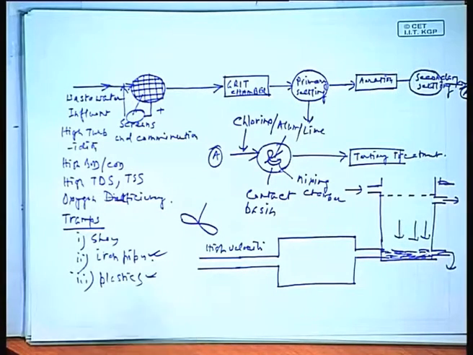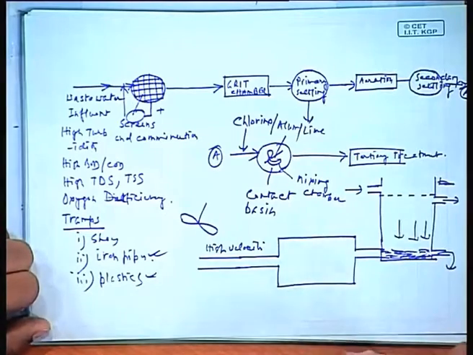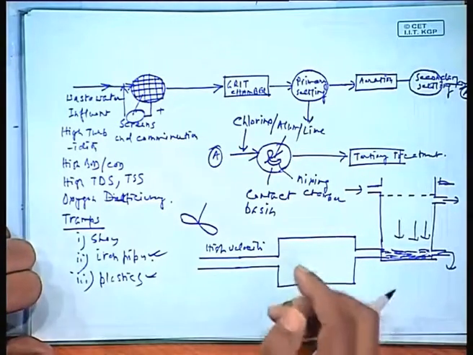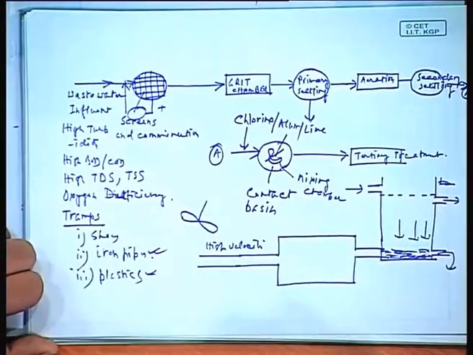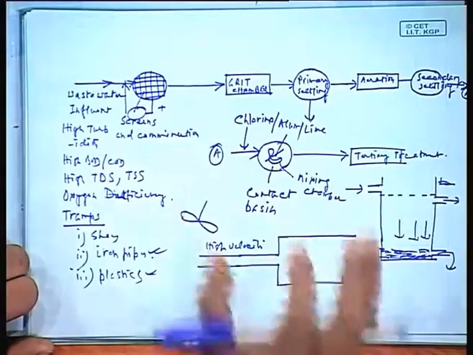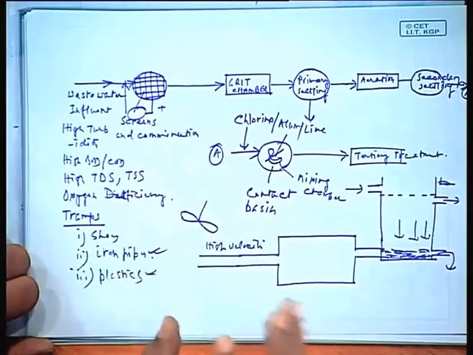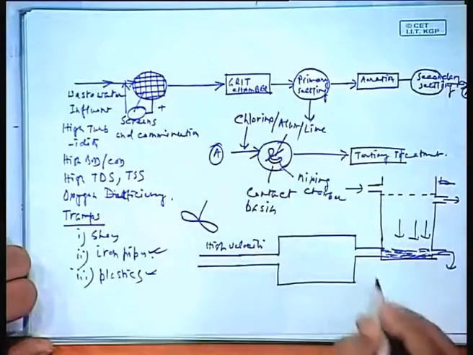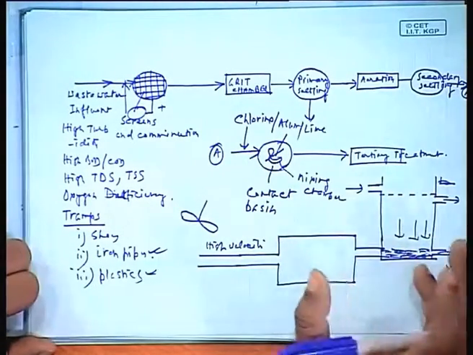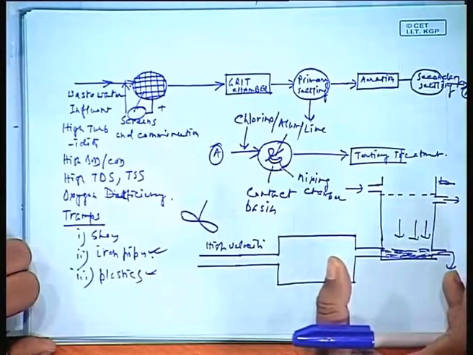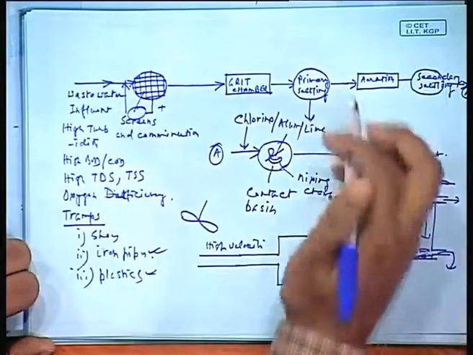Okay, see, till this time we have not seen any kind of reactants being added to the water. We have not added anything so far. We are just trying to physically remove things from the water. This is followed by a grid chamber. There may be another primary settling tank where even smaller particles would be allowed to settle.